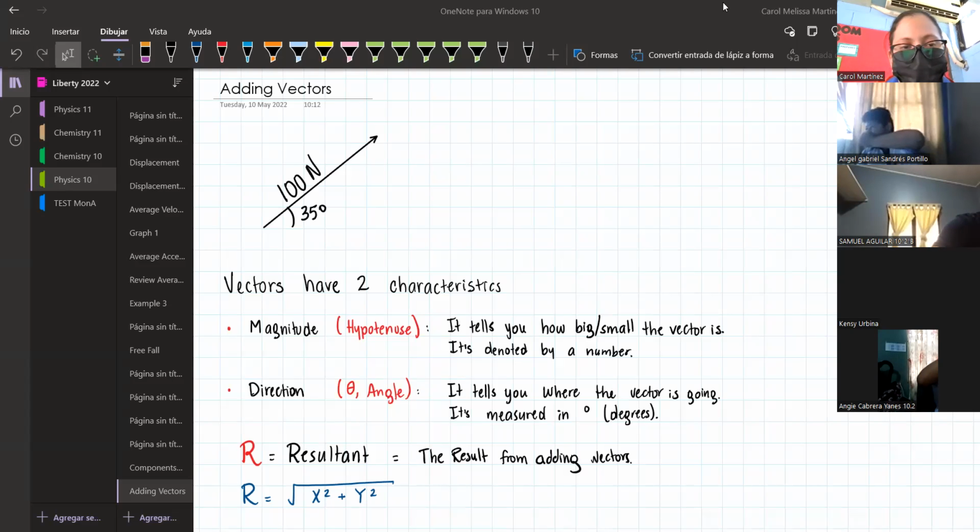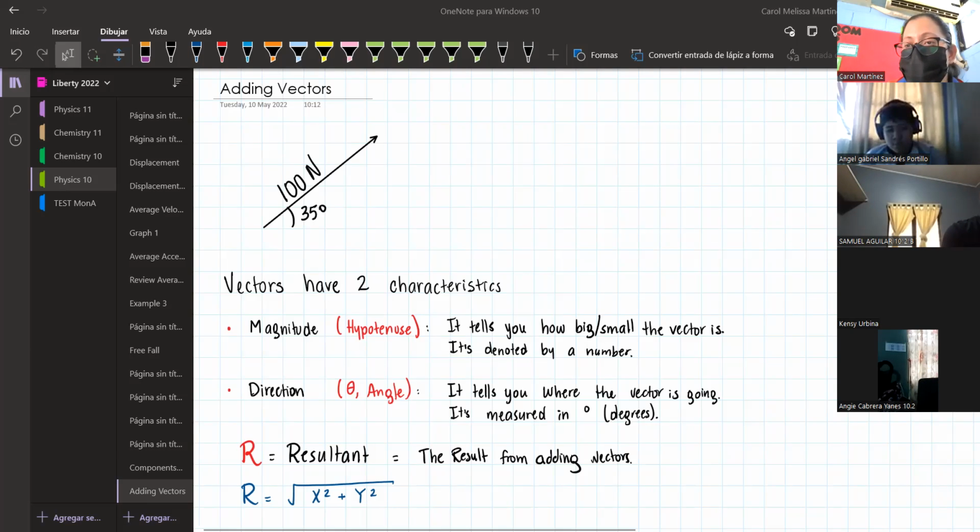As you see, the vector over there was 100 Newton and 35 degrees. You notice those two characteristics. First, that they have a number as a value, that is 100 in that case. And number two, that they have an angle, in this case 35. So vectors have two characteristics, magnitude and direction.